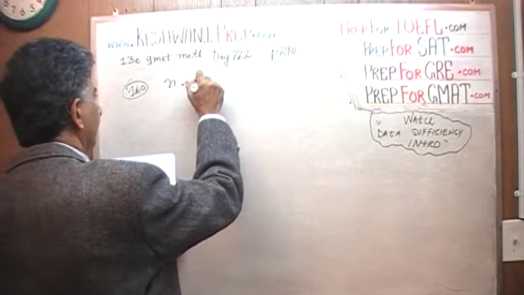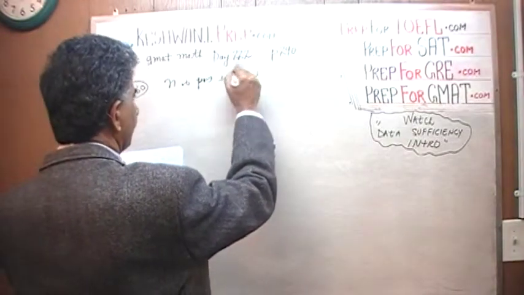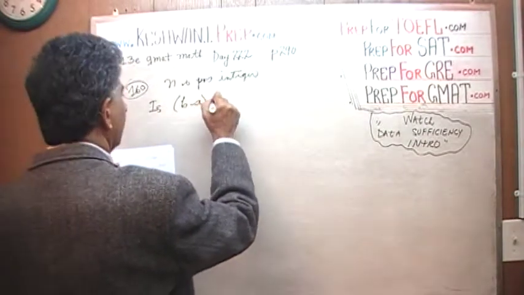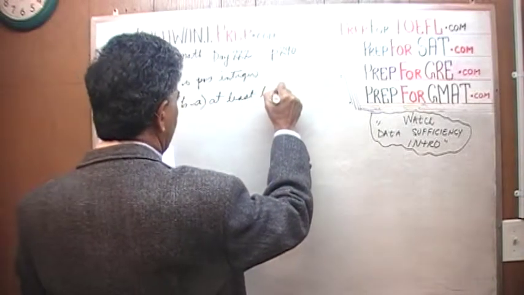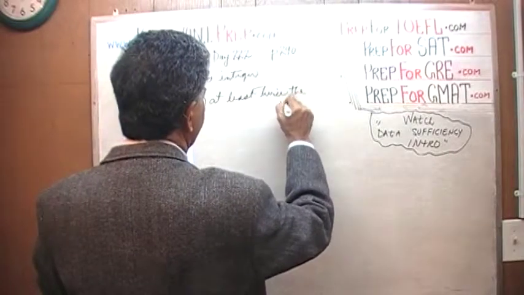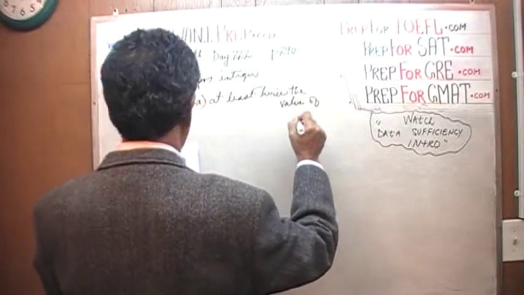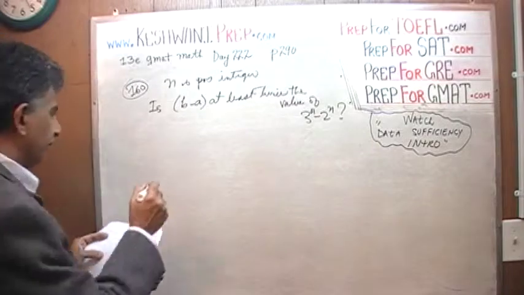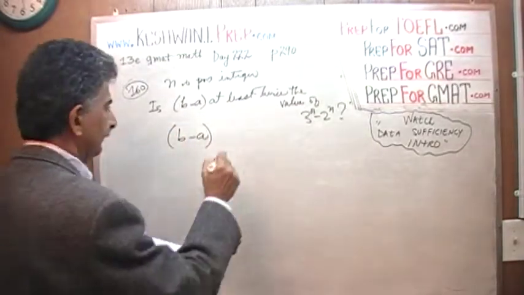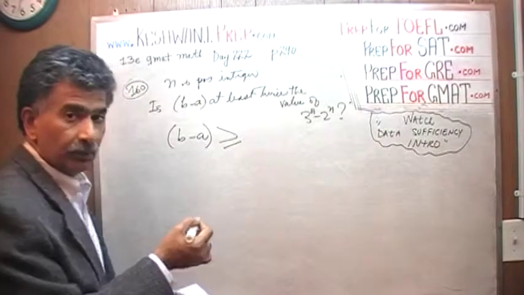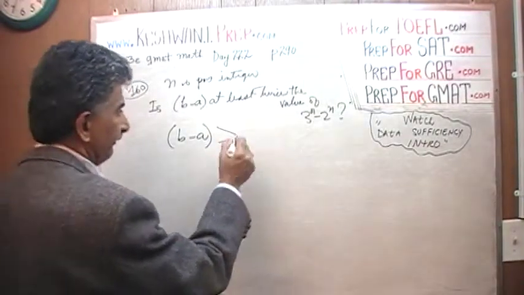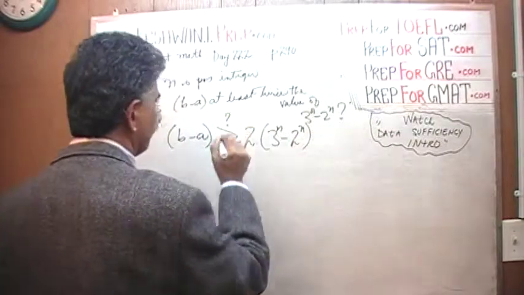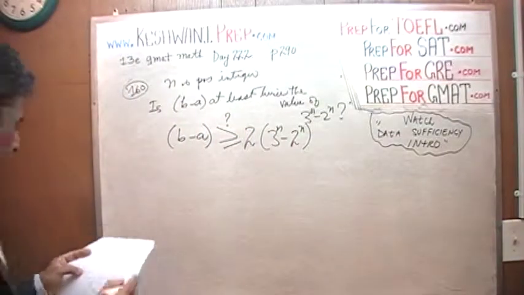We're told that n is positive. Not only positive, but it's a positive integer. Question is, is b minus a at least twice the value of 3 raised to n minus 2 raised to n? How do we write this mathematically? It simply says b minus a has to be greater than or equal to 2 times 3 raised to n minus 2 raised to n. It could be equal to or greater than. And that's the question here.